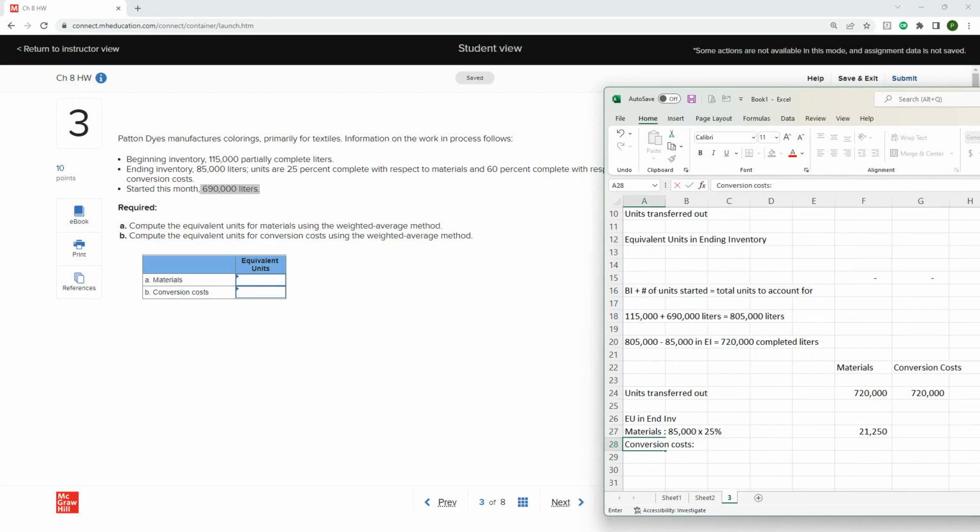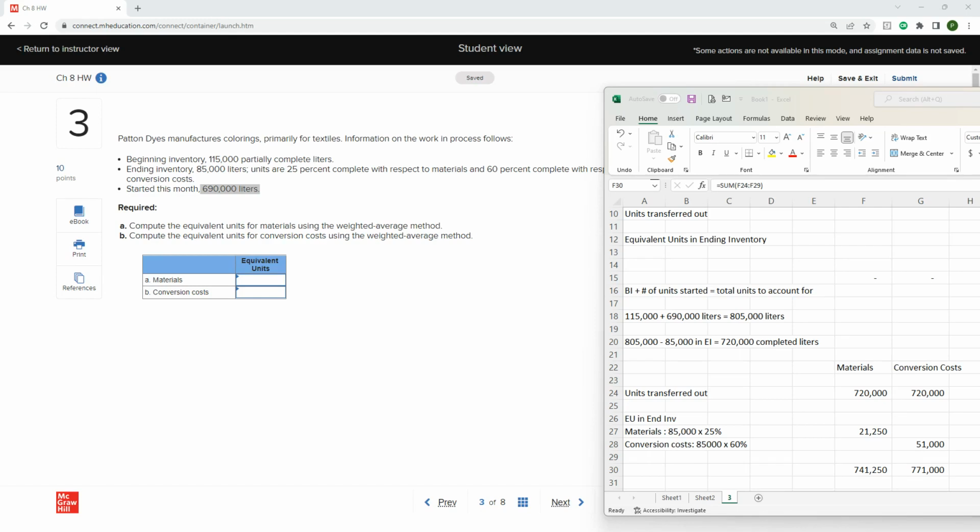So that'll be 85,000 times 60%. That gives us 51,000. So to sum up the columns, materials, we have 741,250, and in terms of conversion costs, we have 771,000 liters. So that's question 3. Questions 4 through 7 are similar. It's either going to be doing the FIFO method or the weighted average method. So I'm going to let you guys do those on your own.